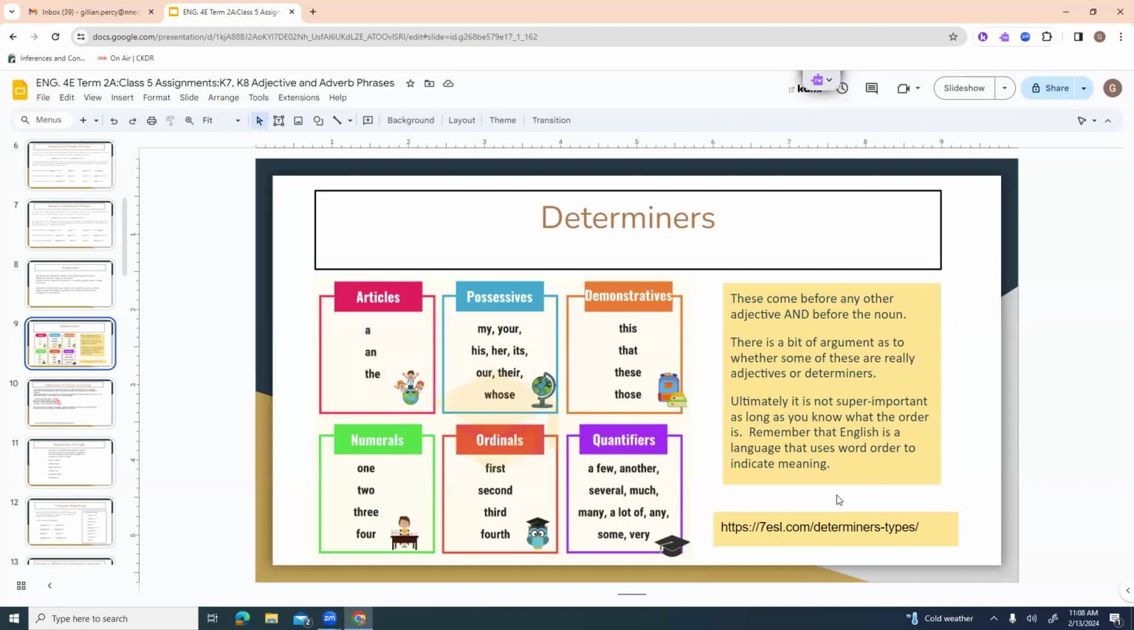And the reason we're talking about this is because remember we talked about how English is a language that relies on word order to give meaning. In other words, the order something occurs in a sentence can affect what it means. That isn't true of all languages, but it is true of English.